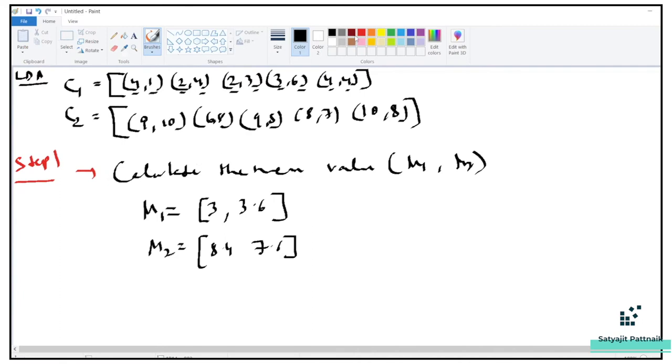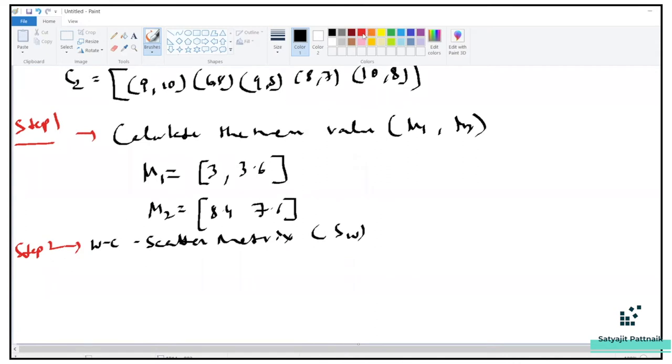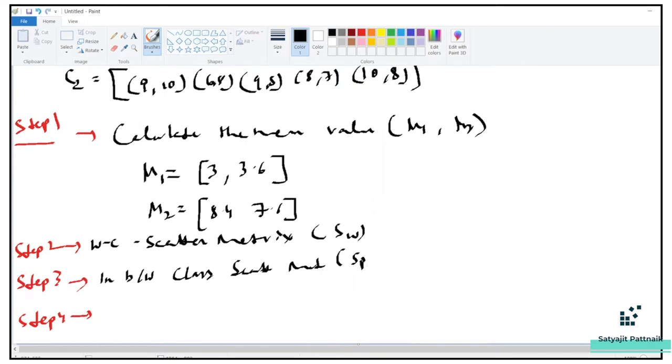Our next step, step two, is calculating the within the class scatter matrix. I'll talk about it slowly. Let me write down the steps first: step 3, and then step 4. My step three is the in between the class scatter matrix, also represented by SB. And once that is done, the fourth step is calculating the projection vector.